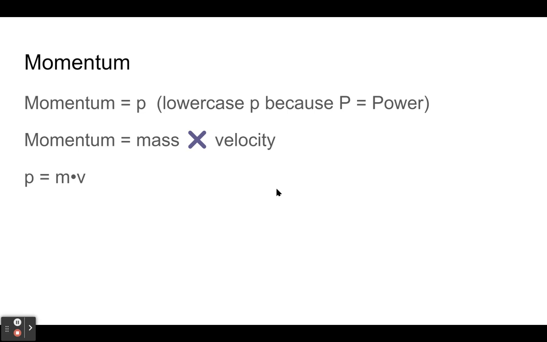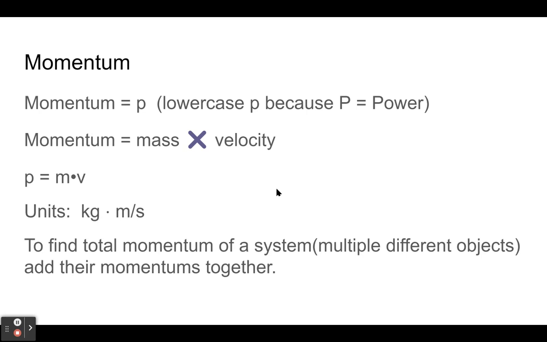If we want to talk about the units for momentum, we just need to use the units for mass, which is kilograms, times the units for velocity, which is meters per second. So we get the units of kilograms times meters per second. That's literally it. There are no special units at all for momentum. And if you ever need to find the total momentum of a system, where you have multiple things, all you have to do is add the momentums together. Find the different momentums and just add them together to get the total.